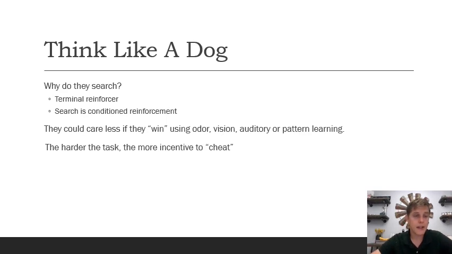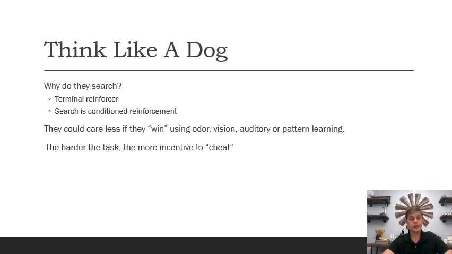So in that sense, really they could care less if they win or they find the object, whether they're using odor, vision, auditory cues, handler cues, or just learning some general pattern or some general trick to the entire system. And generally speaking, the harder the task, the more incentive there is to cheat. So the harder it is for them to get the answer themselves by using olfaction, and you start dialing down to really low concentrations, all the more incentive there is to find an easier way out, some type of cheat within the system.